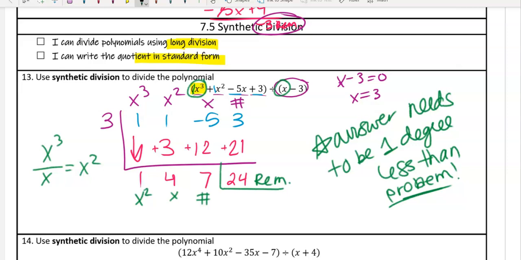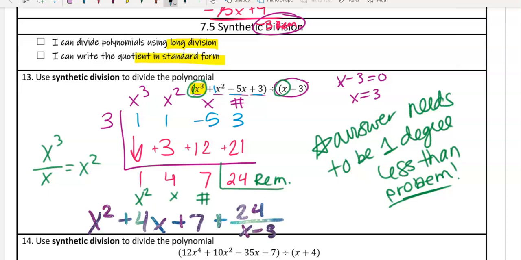So the way we write our answer, we will say x squared plus x plus 7, oh, sorry, getting ahead of myself, plus 24 divided by x minus 3. That is our final answer there.